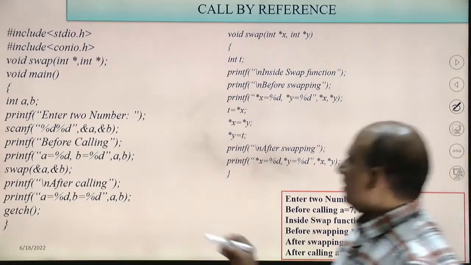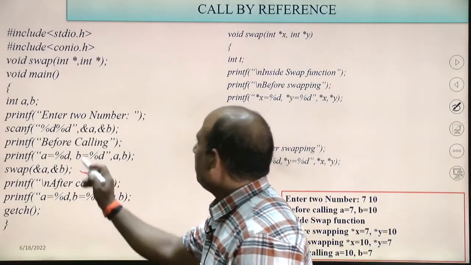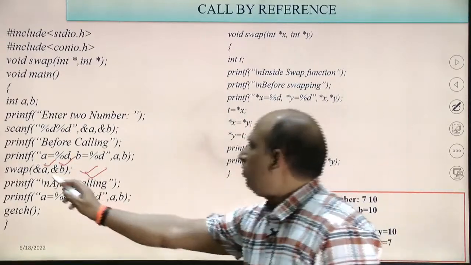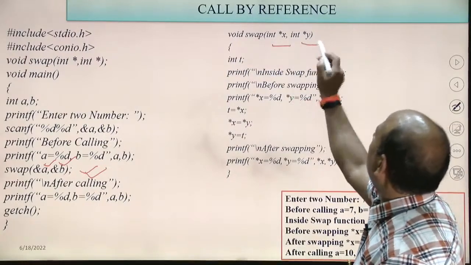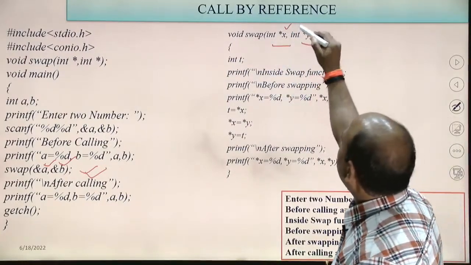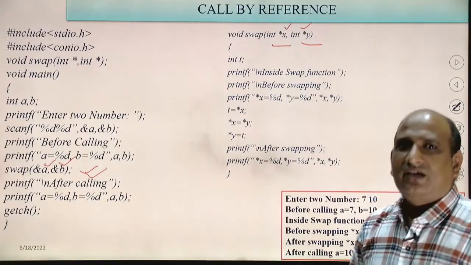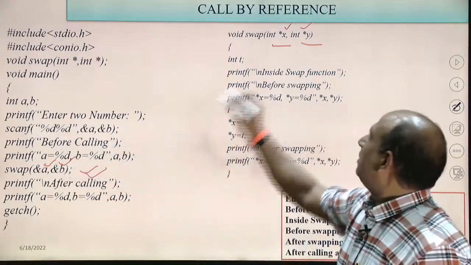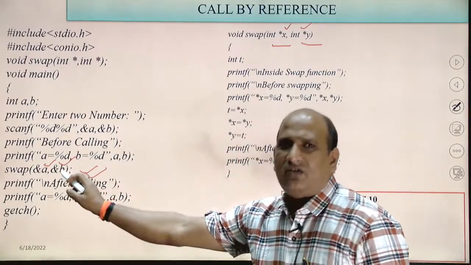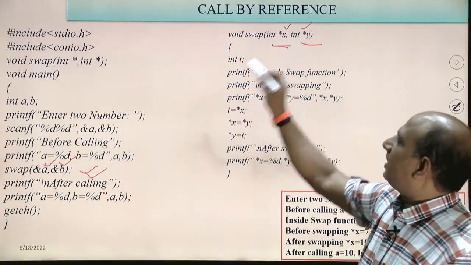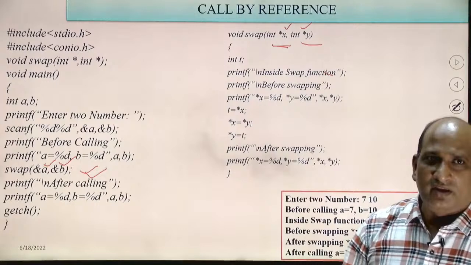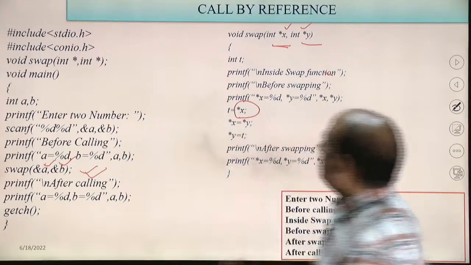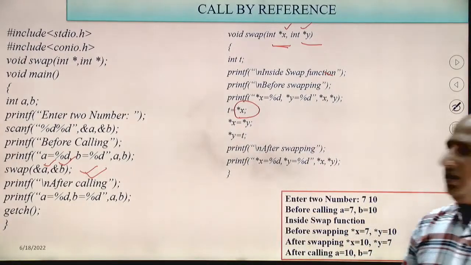Whenever we call the function, we are passing the addresses of actual parameters a and b, and to hold these addresses in x and y, we have to declare x and y as pointer types, so that they can accommodate the addresses of the actual parameters a and b. Now x has the address of a and y has the address of b, and we swap the values by using the value at address operator.